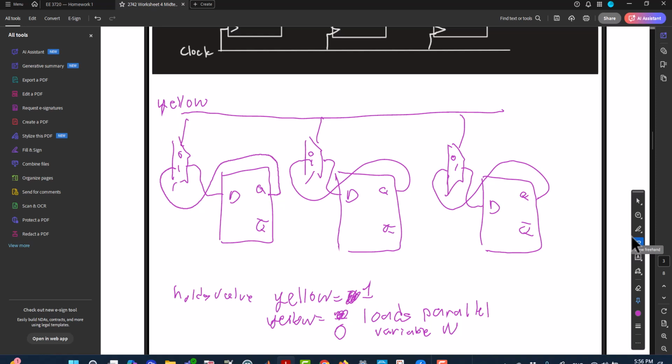So I'm going to call this flip-flop 2, flip-flop 1, flip-flop 0. So this would be W2, W1, and W0. Okay, so how would I write this in Verilog?